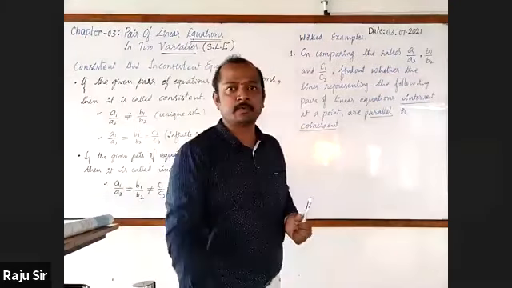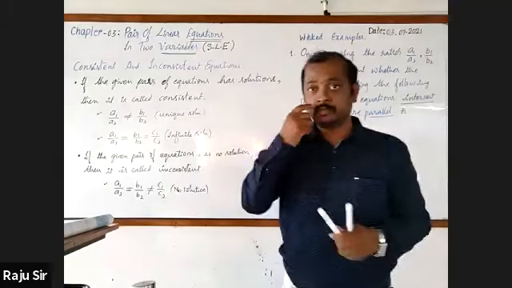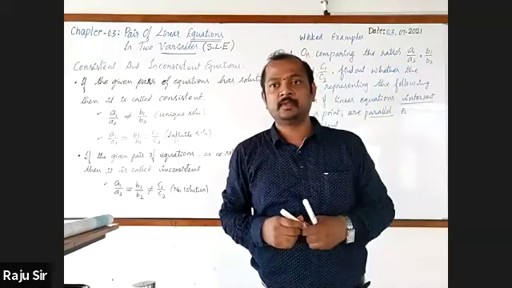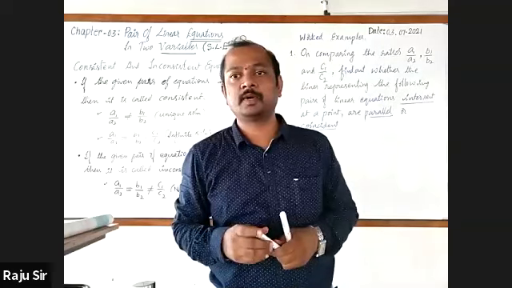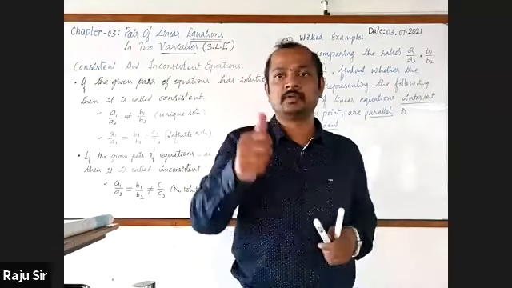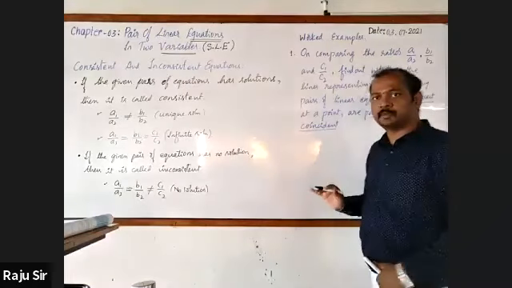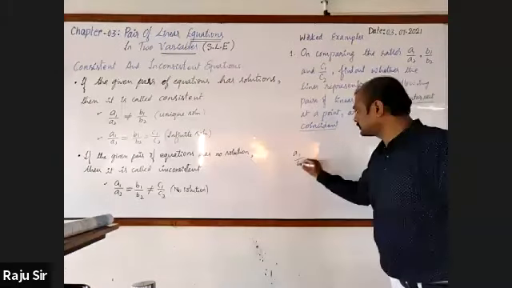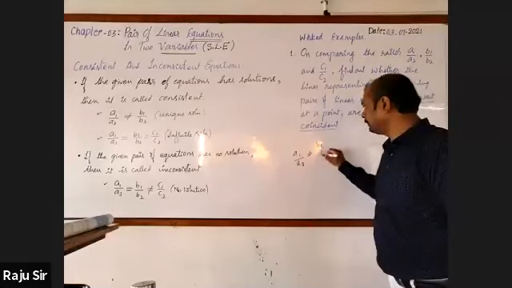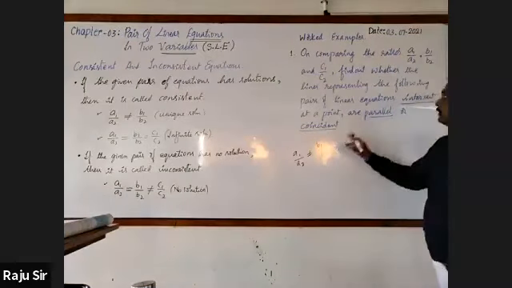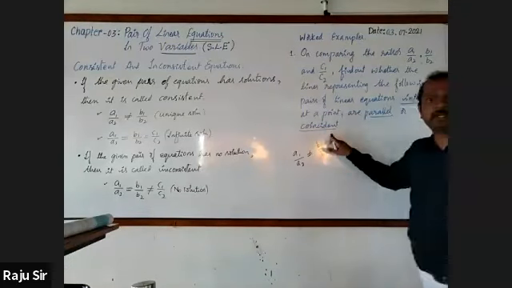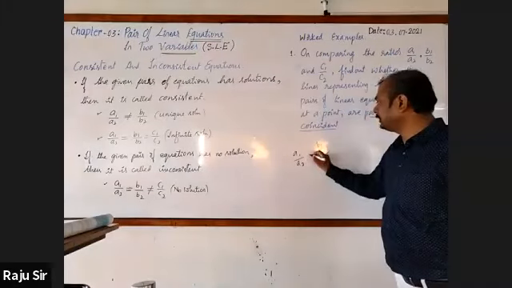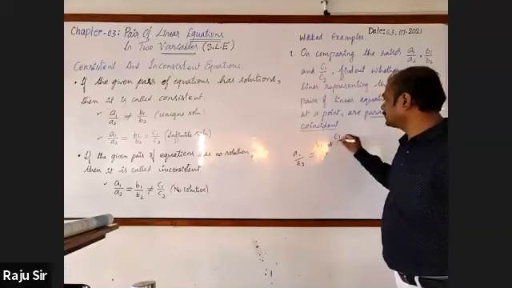So we know the conditions for all of these, right? Do you remember? Yes, sir. First, again, observe. If it satisfies A1 by A2 is not equal to B1 by B2, what do you say? Whether the graph of the equations intersect, are parallel, or coincide with each other? Intersect, sir. Intersect each other. Suppose A1 by A2 is equal to B1 by B2, not equal to C1 by C2.